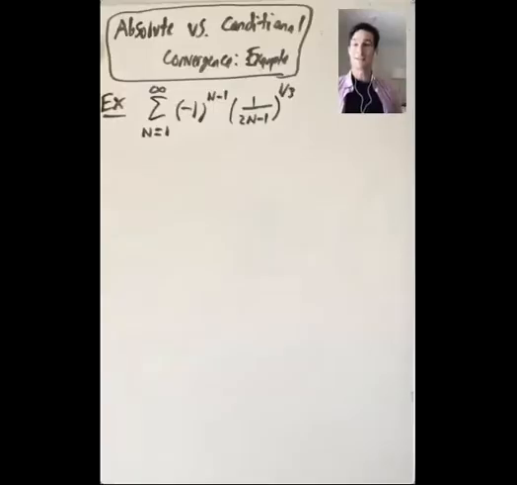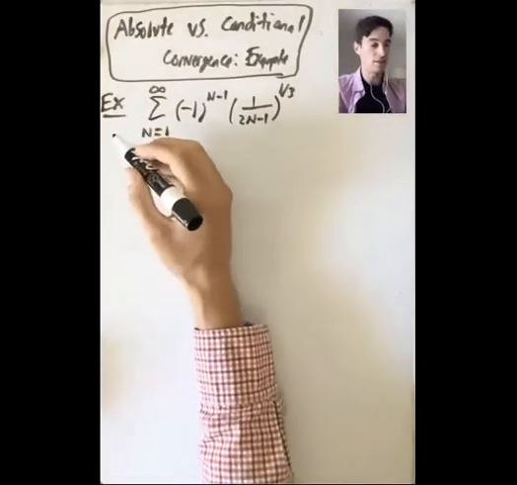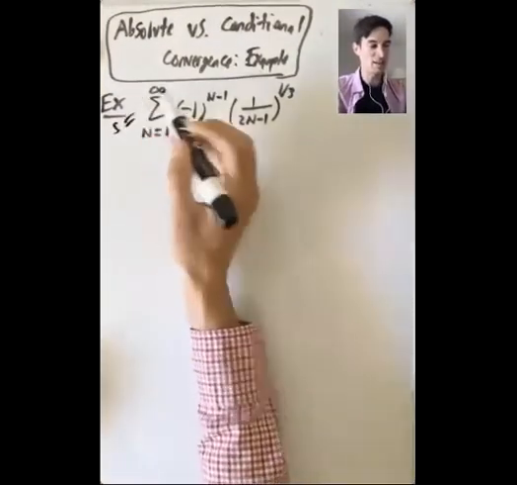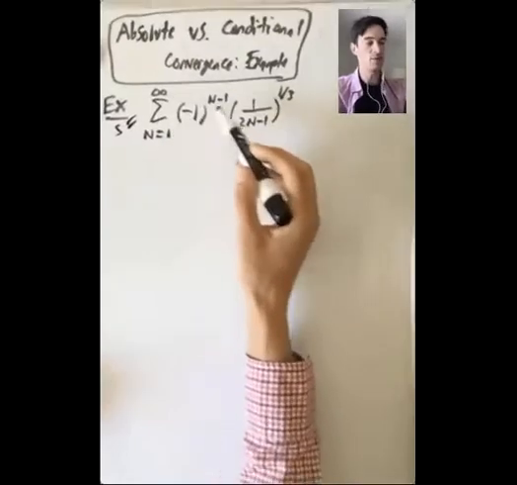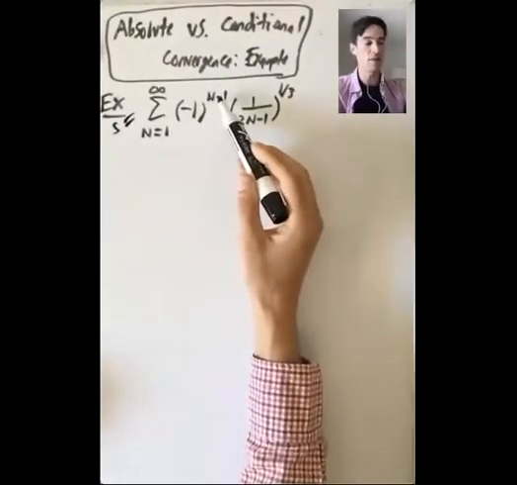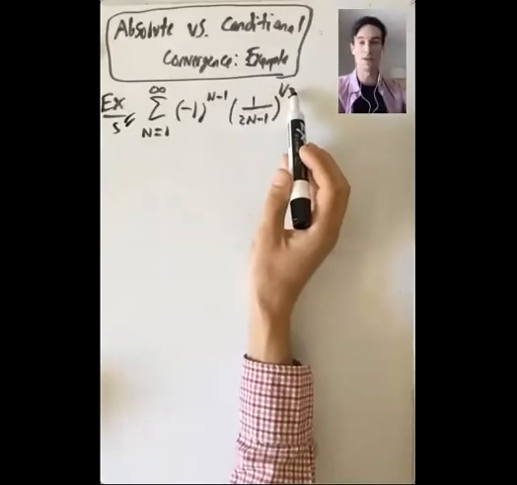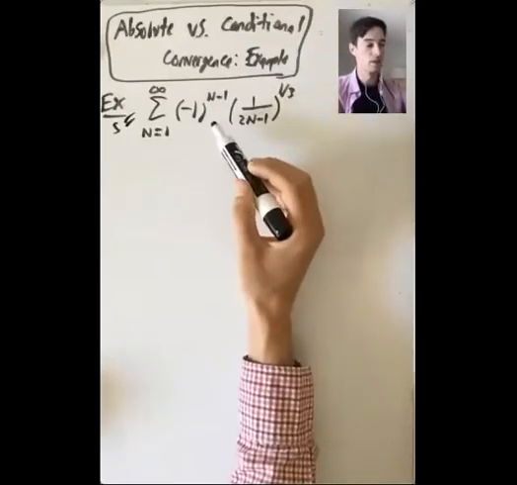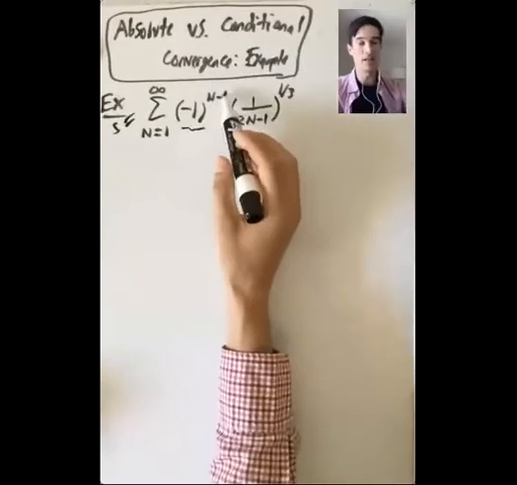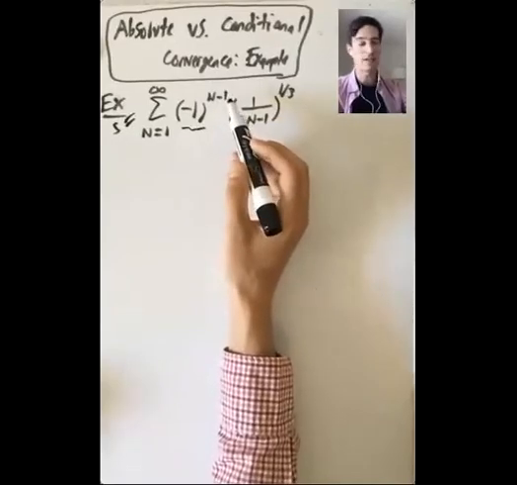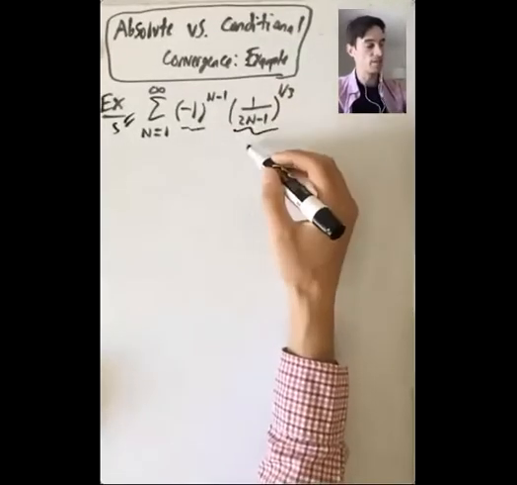In this last video, I want to go through one longer and more challenging problem about absolute versus conditional convergence. So let's look at this series, which we can call S, which is the sum from n equals 1 to infinity of (-1)^(n-1) times 1 over (2n-1)^(1/3). First, this (-1)^(n-1) is a great sign that this is an alternating series.